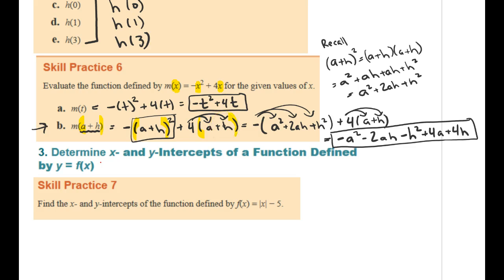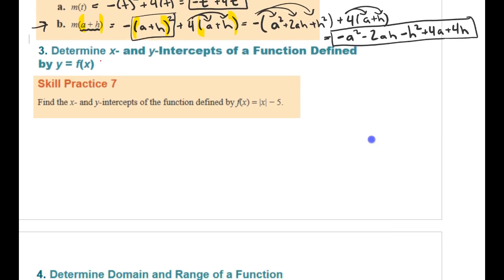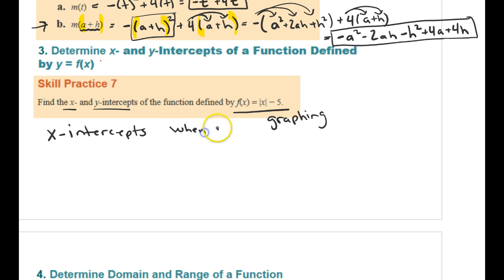Determine x and y intercepts of a function. So our next objective here would be to find the x and the y intercepts of a function. There's kind of two approaches here. You can do it by graphing and knowing the shifts, or you can do it algebraically and know that the x-intercepts are going to be when y equals 0. The y-intercepts are going to be when x equals 0.